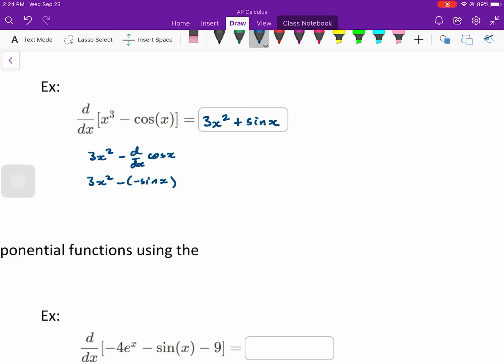I mean, that's really where things get more complex with product rule, quotient rule, all the stuff we're going to see in the future. Just got to be careful of those double negatives. That's usually the problem that throws people off and they get an incorrect answer.